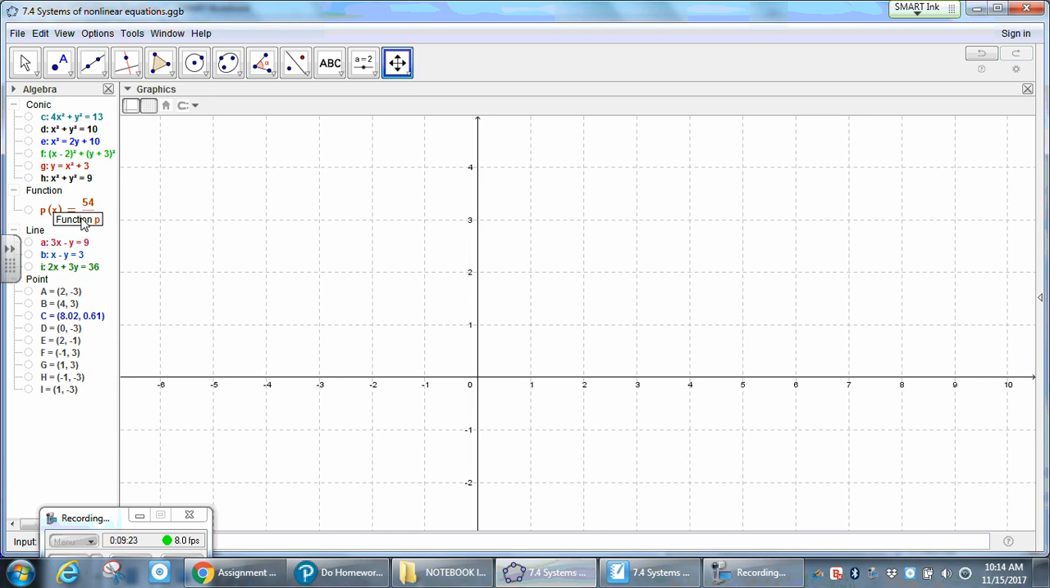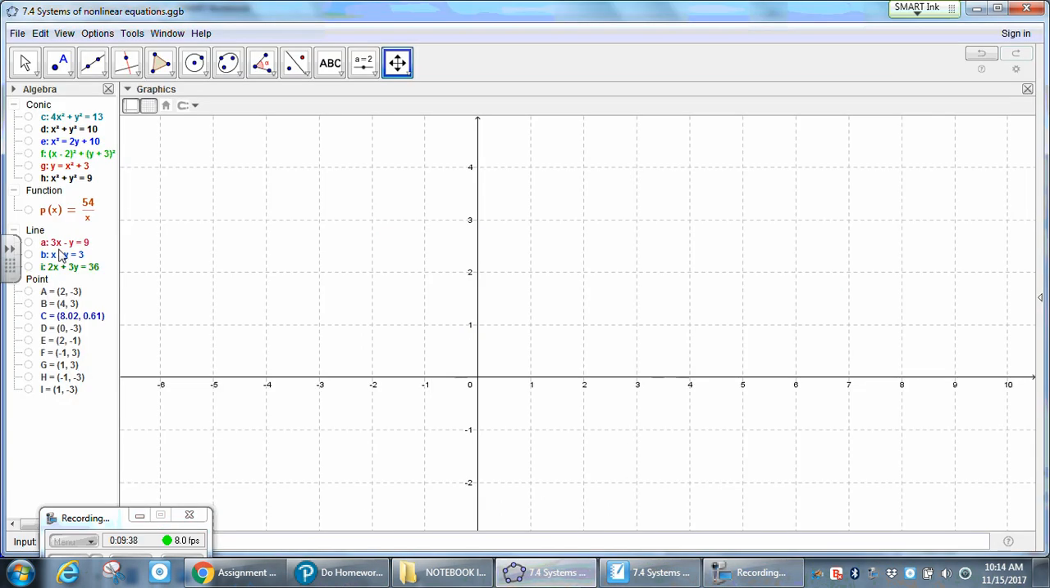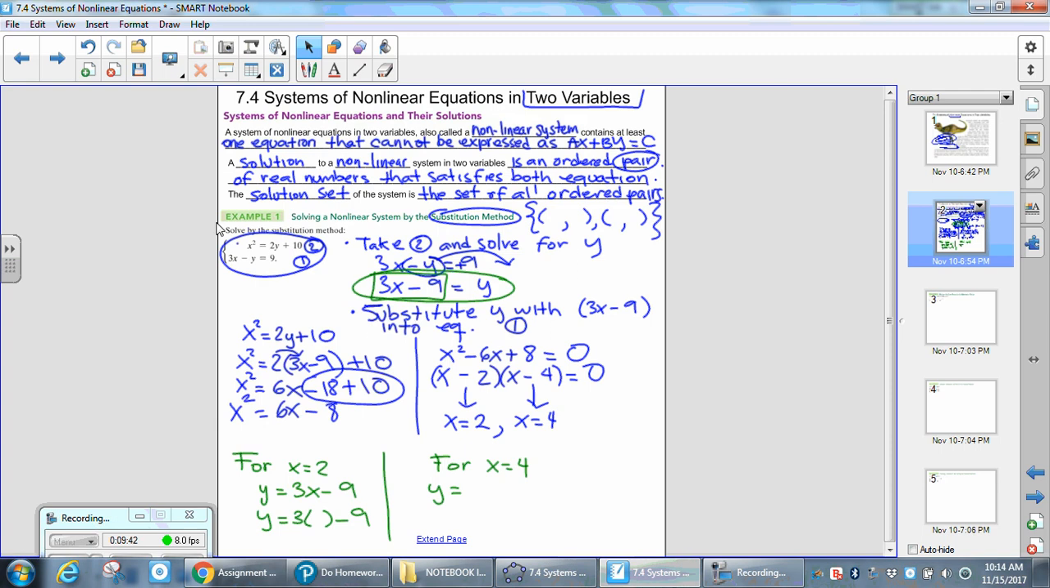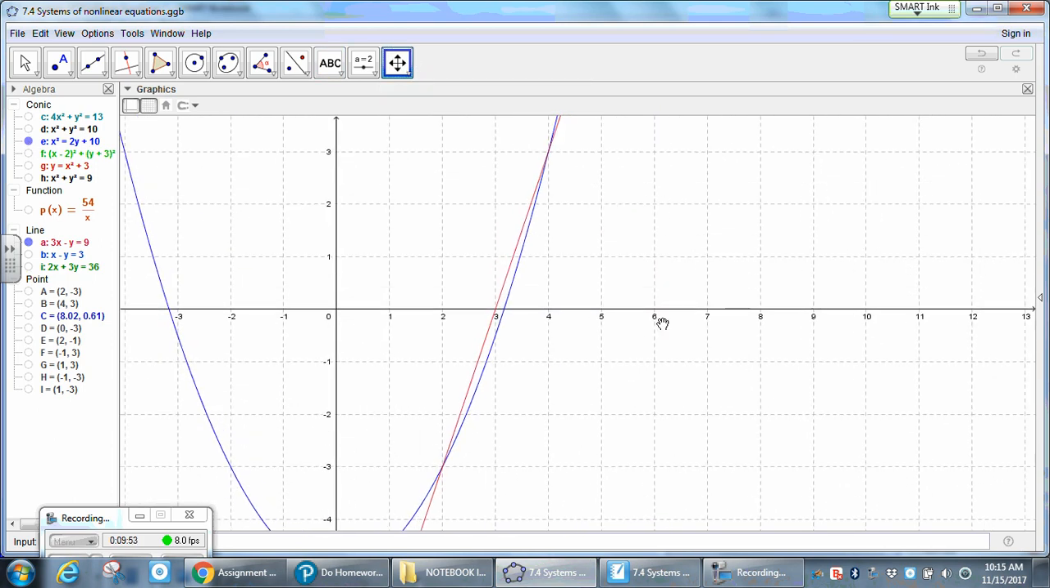Do we put them in ordered pairs, like according to which x we put? Yeah, that would be helpful. So was it the x minus y? What is it? 3x minus y. So we have this line, and we have x squared equals 2y plus 10, the parabola.